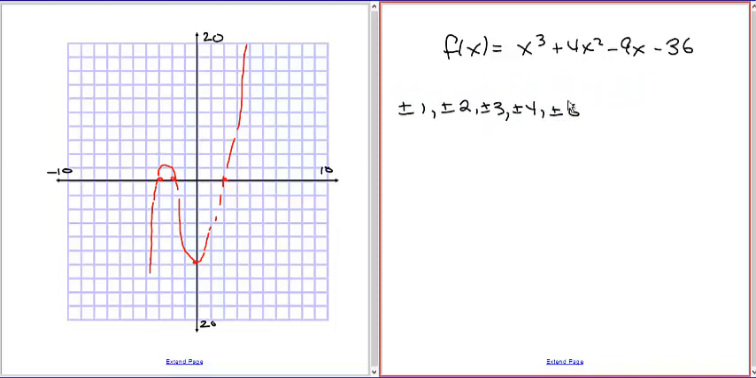So 6 times 6 is 36. 4 times 9 is 36. 3 times 12 is 36. 2 times 18 is 36. And 1 times 36 is 36. So those are the possible rational zeros for this. So again, we're going to try x equals 1.